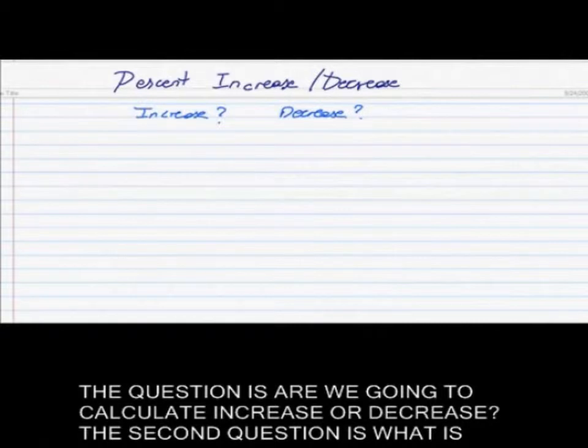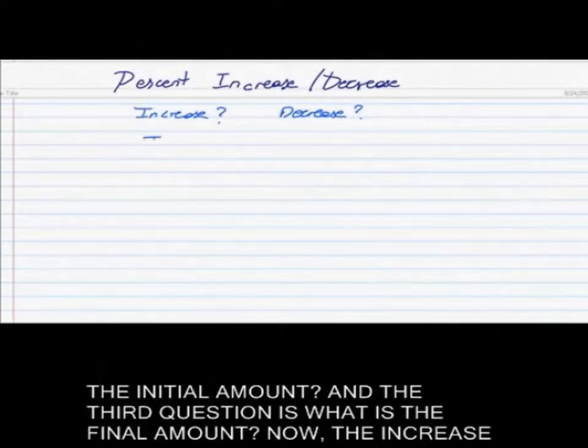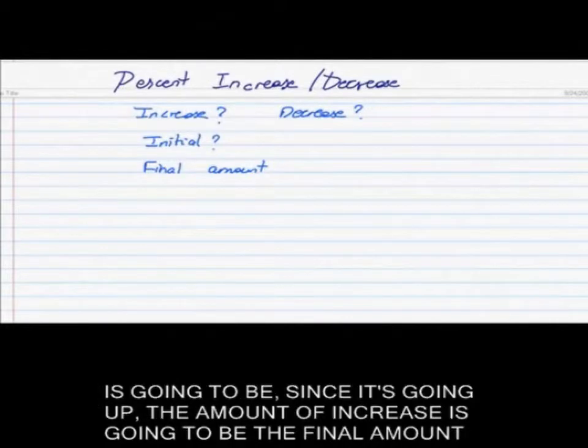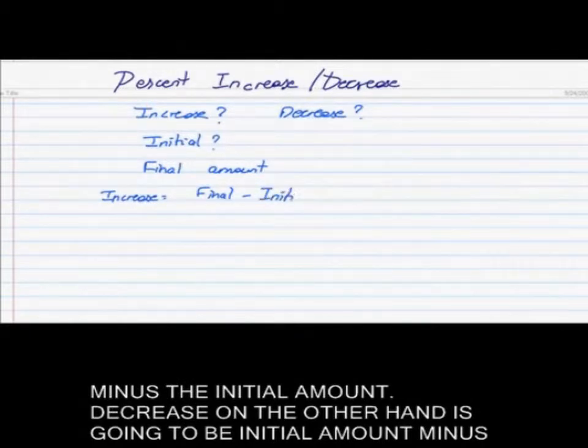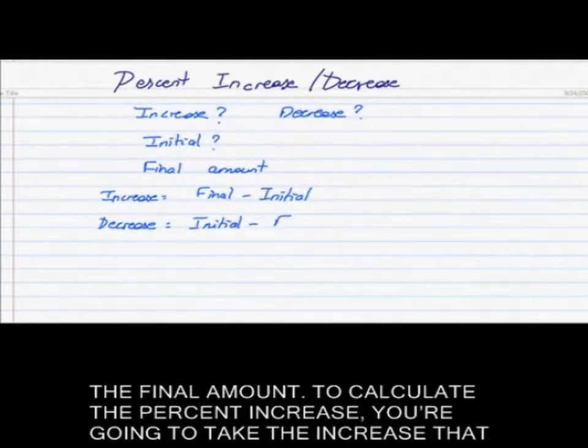The second question is, what is the initial amount? And the third question is, what is the final amount? Now, since it's going up, the amount of increase is going to be the final amount minus the initial amount. Decrease, on the other hand, is going to be initial amount minus the final amount.